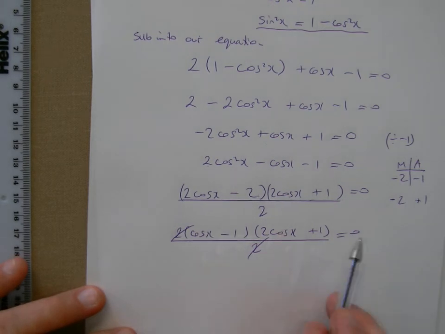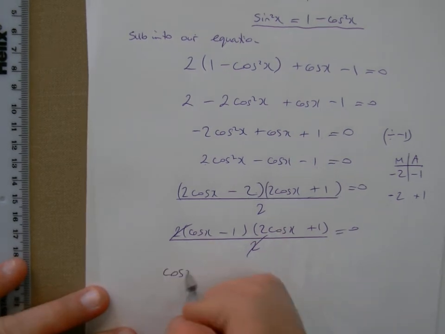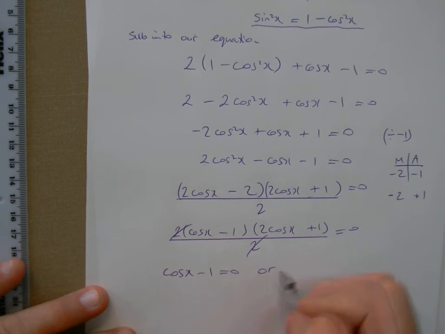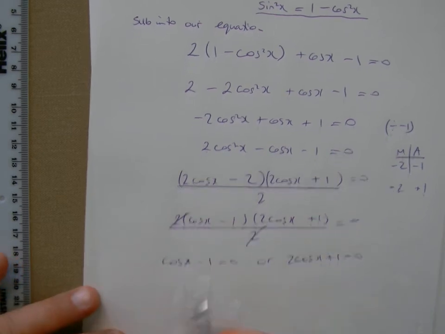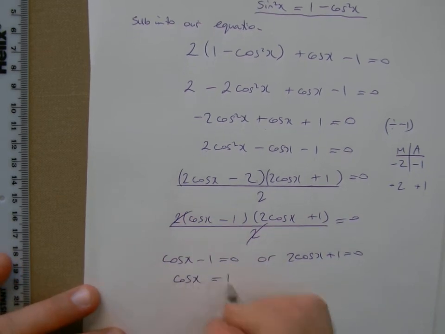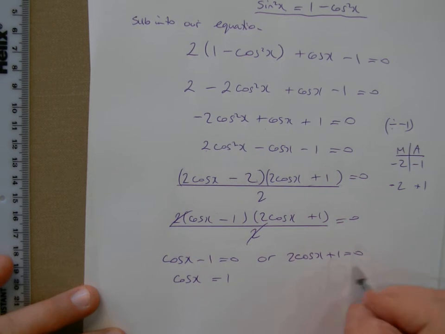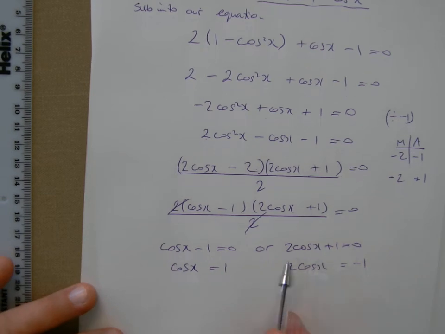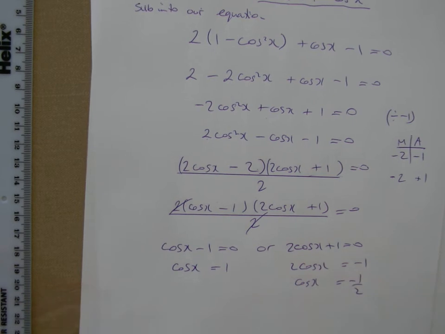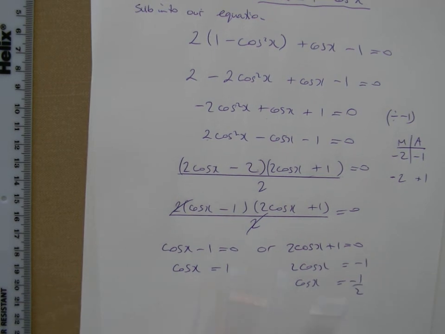Okay? And either of them are equal to 0. So you can say, look, either the first one is equal to 0, or the second one is equal to 0. Either that bracket is 0 or that bracket is 0. And in this case then, cos x will equal 1. And in this case, if I take the 1 over, it becomes minus 1. So I get 2 cos x is minus 1, and then take the 2 over, cos x equals minus a half. Fantastic. So notice I've now got 2 trig functions I need to solve.